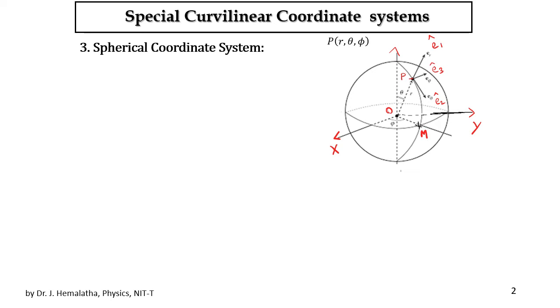This spherical coordinate system is the third one, where a point P in a three-dimensional space is described using the coordinates r, theta and phi. We know in curvilinear coordinate systems, we use the generalized notations u, v and w. Here r, theta and phi are u, v and w respectively.